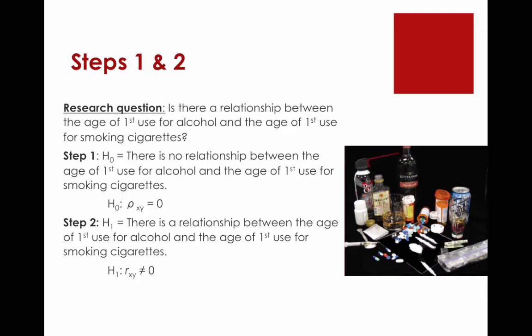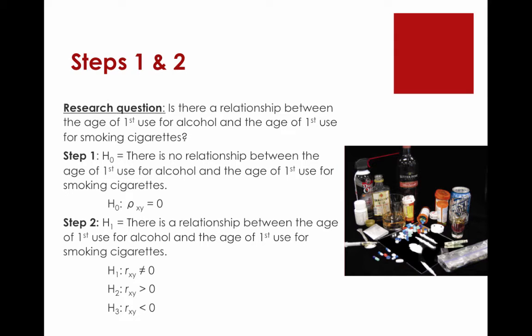But if we were to go ahead and posit and state that we think that there is a positive or a direct relationship between alcohol and cigarette use, well, we can state that r is greater than 0. Because if r is greater than 0, then we know that that's going to indicate a direct relationship. And conversely, if we posit that there's going to be a negative relationship or an indirect relationship, we can further hypothesize with our equation that r is less than 0.